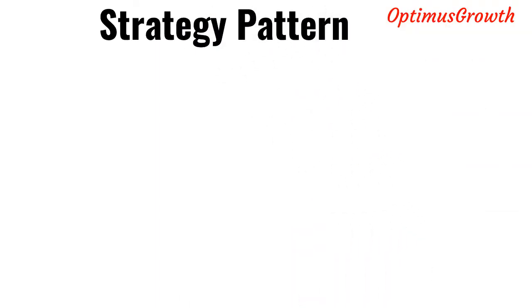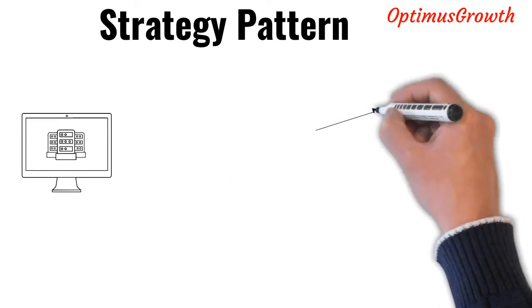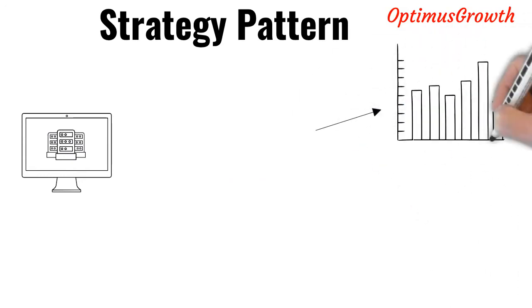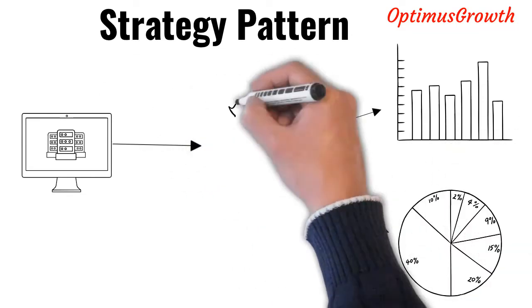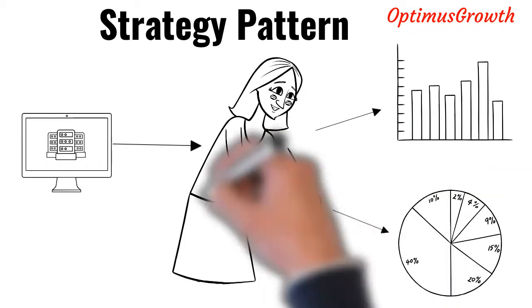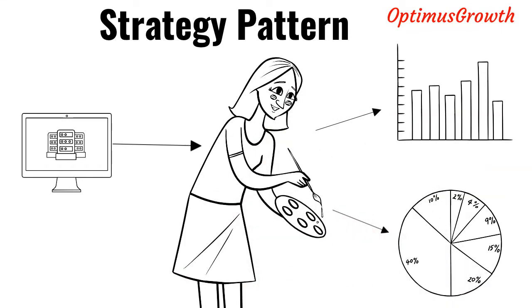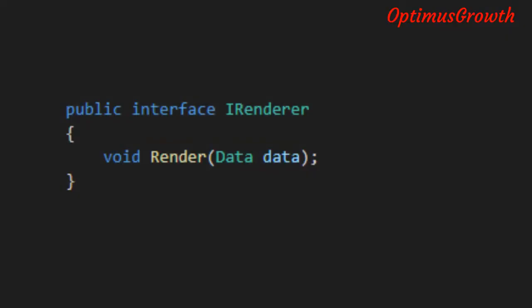It's actually very simple. The client only needs to care about invoking the operation, and the different behaviors for that operation could be managed separately, where each behavior will have its own implementation. Now let's try to solve our original problem with the help of strategy pattern. For that, we will create an interface IRenderer. This interface will expose a method render accepting data as an input.